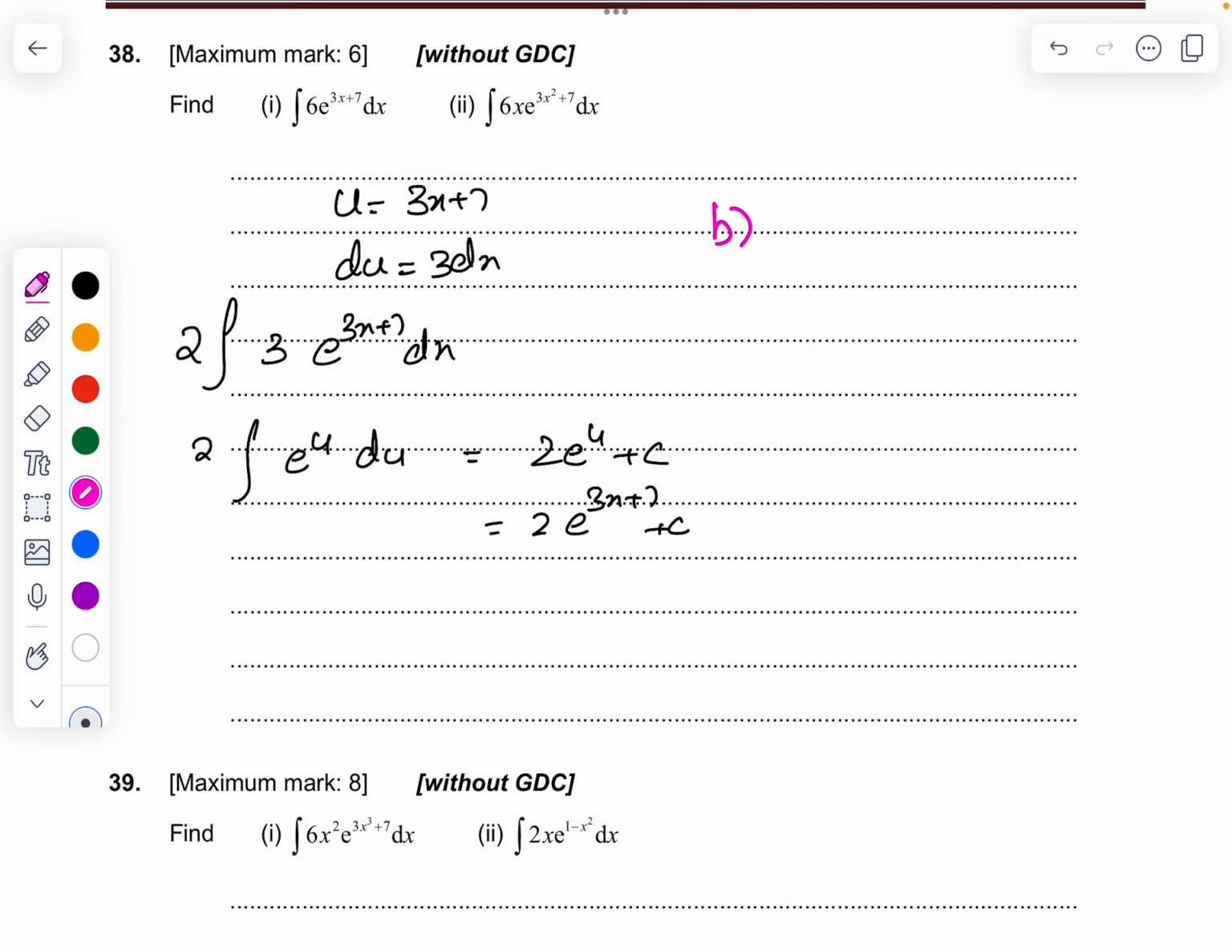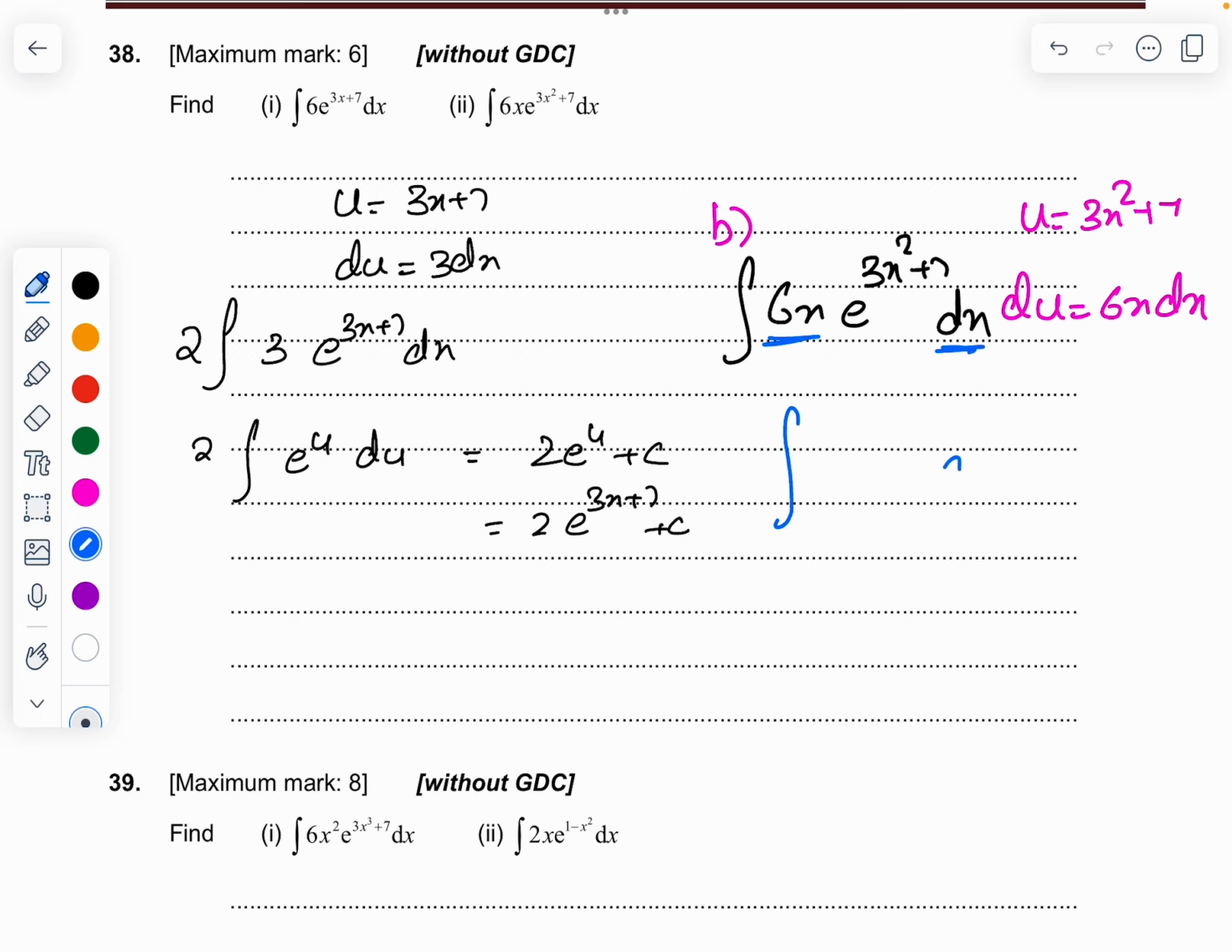Coming to part B, u equals 3x square plus 7. So du equals 6x dx. So the question was integral of 6x e power 3x square plus 7 dx. We know that 6x dx will become du, e power u. E power u integral is e power u plus c. So e power 3x square plus 7 plus c. That's going to be the answer.